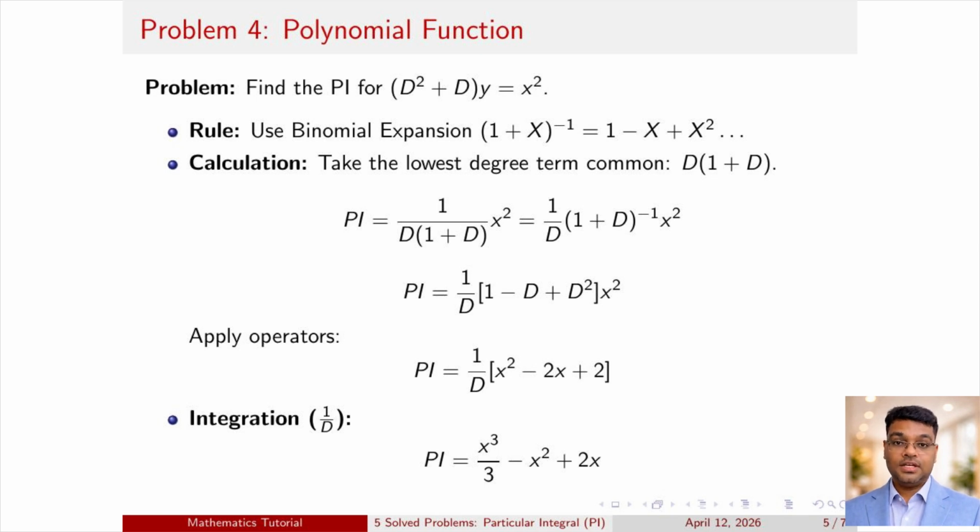1 divided by 1 plus D becomes 1 minus D plus D squared minus and so on. So we get PI equals 1 divided by D multiplied by 1 minus D plus D squared applied to x squared. Now apply the operator step by step. First, D applied to x squared gives 2x. Then D squared applied to x squared gives 2. So we get PI equals 1 divided by D applied to x squared minus 2x plus 2. Now integrate term by term. Integration of x squared is x cubed by 3. Integration of minus 2x is minus x squared. Integration of 2 is plus 2x. So finally, PI equals x cubed by 3 minus x squared plus 2x.